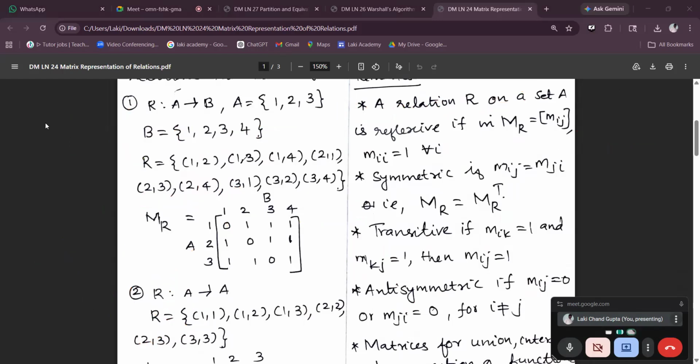For anti-symmetric, when i is not equal to j, all non-diagonal elements are 0. Not all elements are zero. See. Okay, first I tell you transitive. If m of ik is equal to 1 and jk is equal to 1, then m of jk ik must be equal to 1. Okay.